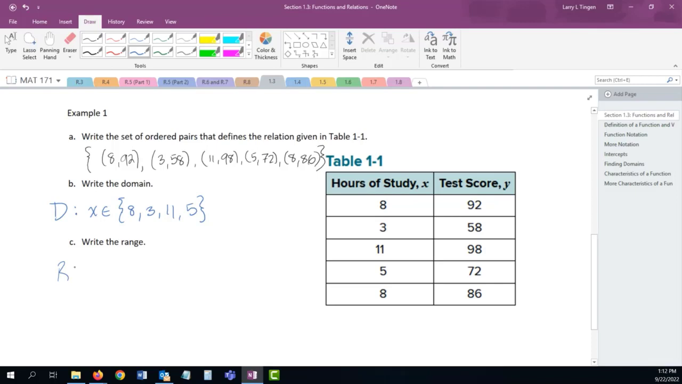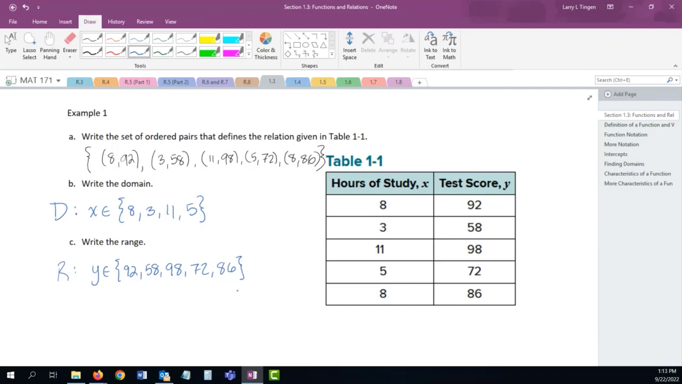The range, these are all your y values, so there's that y as an element of. And the values here are 92, 58, 98, 72, and 86, all right? The domain is made up of all the x values in my table or all the x values in my relation. The range is made up of all the y values in my relation.